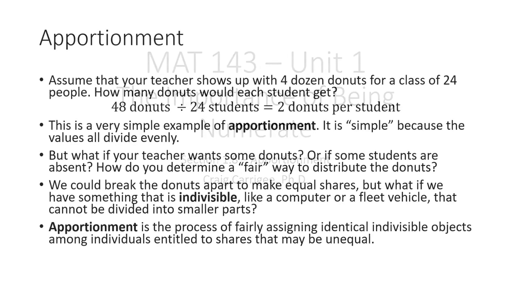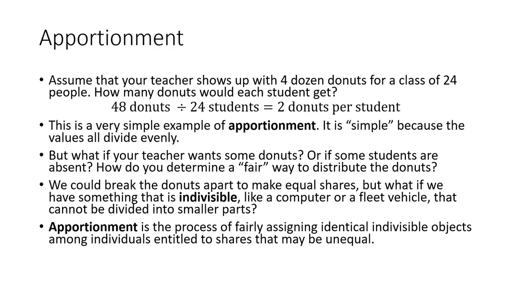So assume that your teacher shows up for a class with 4 dozen donuts. The class has 24 people in it. How many donuts should each student get? Well, if there are 48 donuts, 4 dozen, and we divide by the 24 students, then every student is going to get 2 donuts. This is a really simple example of apportionment.